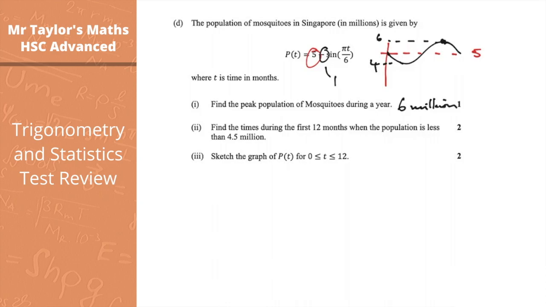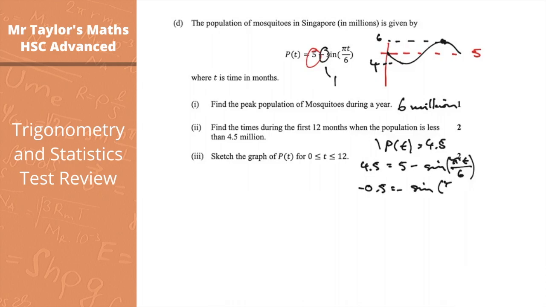Find the times during the first 12 months when the population is less than 4.5. So P(t) is equal to 4.5. Let's find those solutions. So 4.5 equals 5 minus sine (pi t on 6). Subtract 5, so I get negative a half. And they're both negative, so I can ignore that. So pi t on 6, so that has become positive, is going to be inverse sine of 1/2, which I know that exact value, I know that base angle. It is pi on 6.